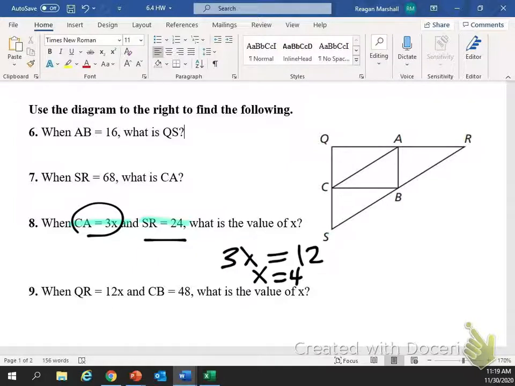It still doesn't equal. You did the wrong direction. CB is the small line. You did the same thing. CB is the small line. And you did the same thing on number 9, Mason. CB is the small line. You're correct. Yes.